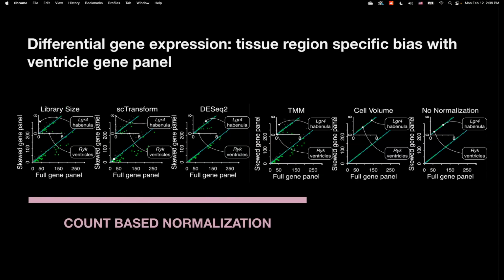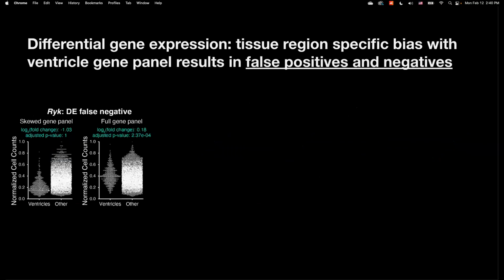In contrast, differentially expressed genes for other regions, here shown in gray, have a much more significant p-value with the ventricle panel than with the full panel. And this is consistent across count-based normalization methods, from library size to SCTransform to the two bulk sequencing ones. And so this can result in false negatives when looking at differential expression for the ventricle region, as we see here with normalized RIC expression.